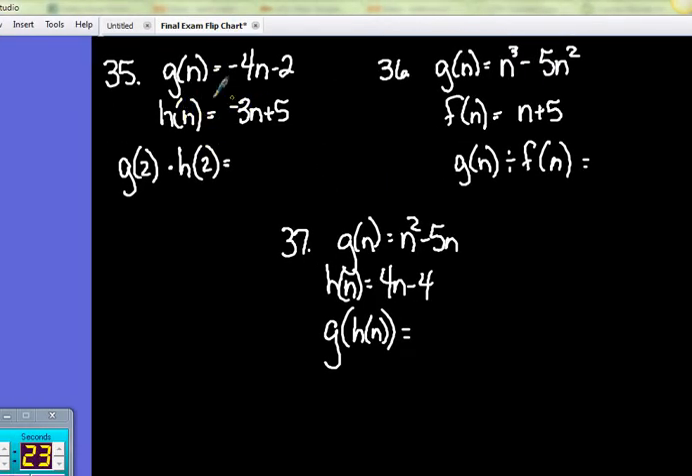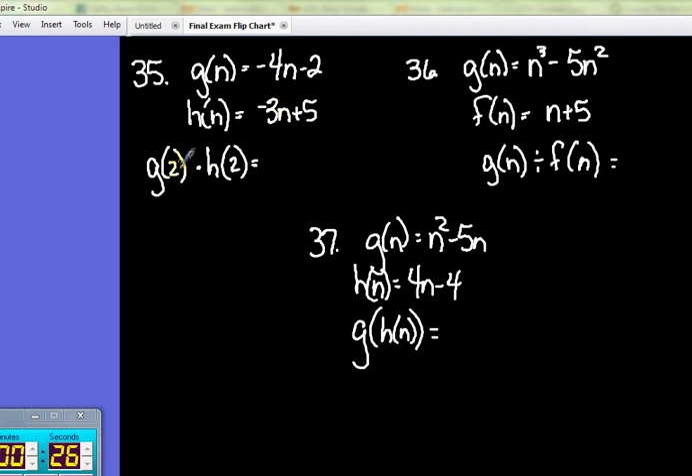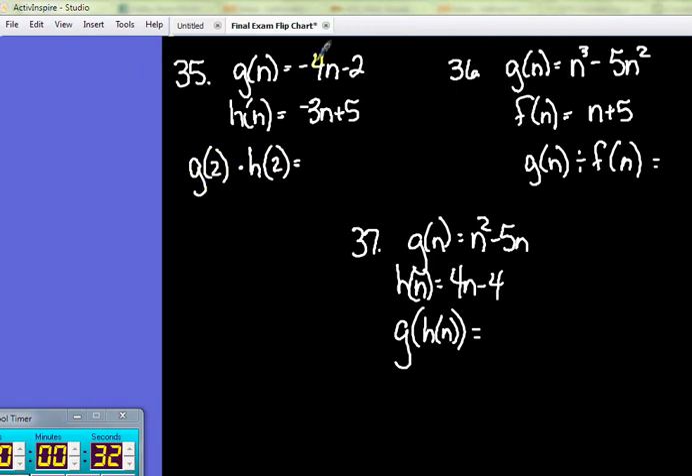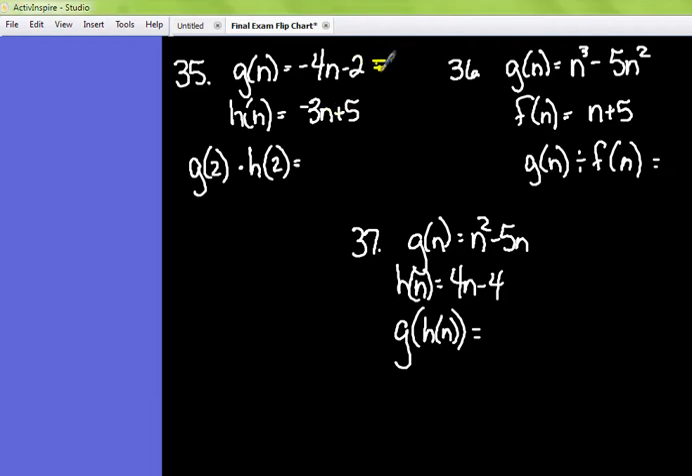All right, so in number 35, we're asked to evaluate at 2 and then multiply them. So what we want to do is just plug the 2 into each of these two equations to come out with an outcome. For this one right here, I'm going to have negative 4 times 2, which is negative 8. Negative 8 minus 2 is negative 10. And then negative 3 times 2 is negative 6. Negative 6 plus 5 is negative 1. And so now, this is so easy. I'm just going to multiply these two together, and I get a positive 10.